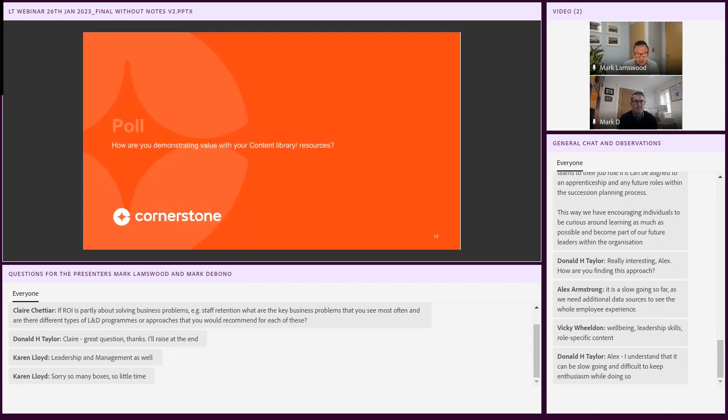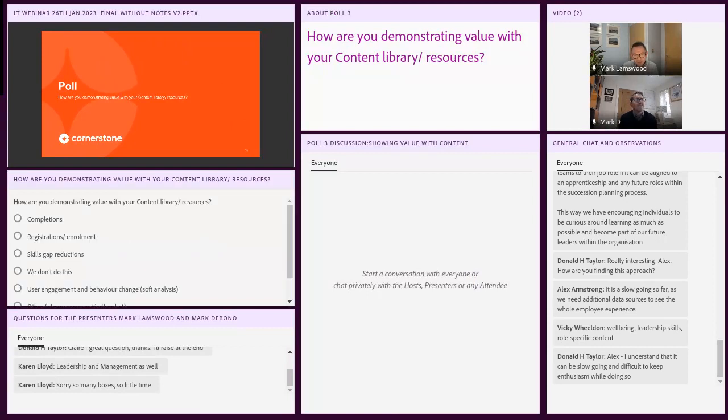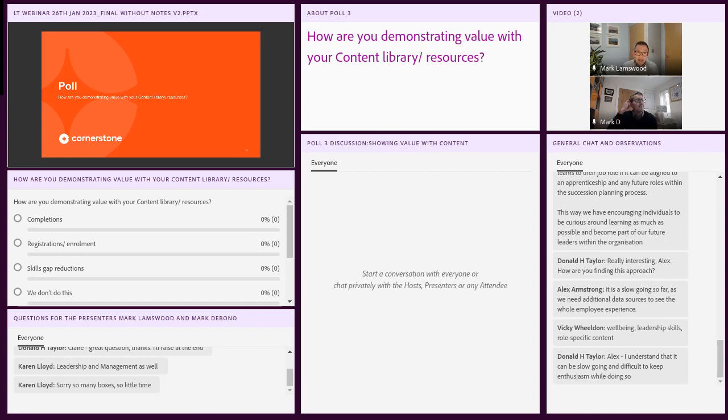I think now we move into a poll. We wanted to keep this as interactive as possible. What we're looking at here is understanding how you today demonstrate value with your content library or the content resources that you have. You're looking at completions, registrations, skill gap reductions, perhaps putting your hand up and admitting that you don't do that right now. But then also user engagement and behavior, what I would call the soft analysis. So we'll just let that run in the background for a second and see what we get through.